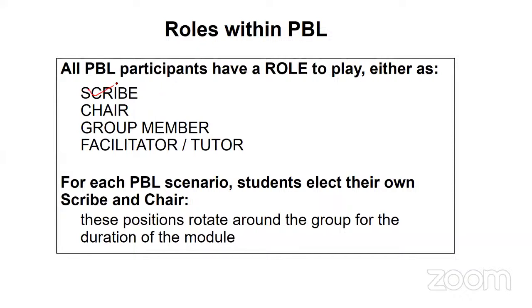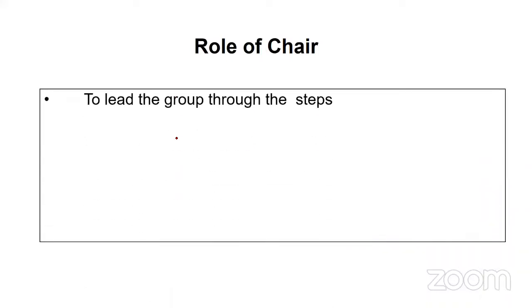First is called scribe. In each group, one scribe will be there, one chair will be there, and group members. Obviously, they are also group members, one chair and scribe, and obviously you, the tutor. First, we will discuss the role of chair. Say you have 40 students in your class, and you, the teacher, created 8 groups, each group having 5 members.